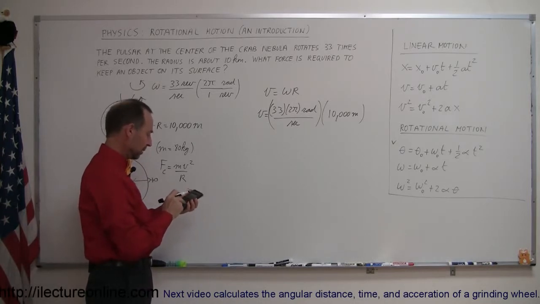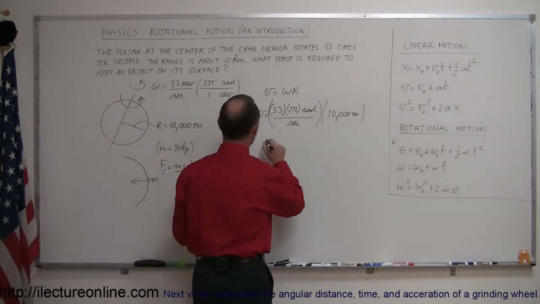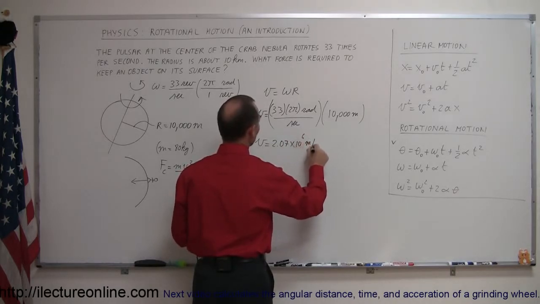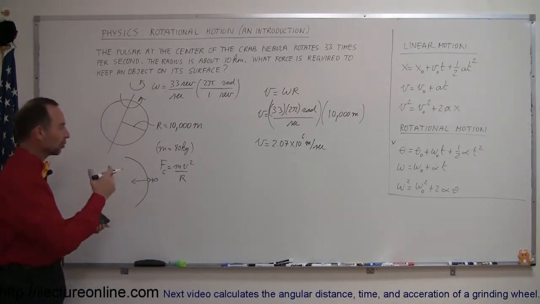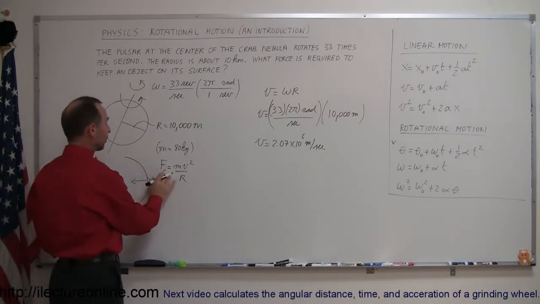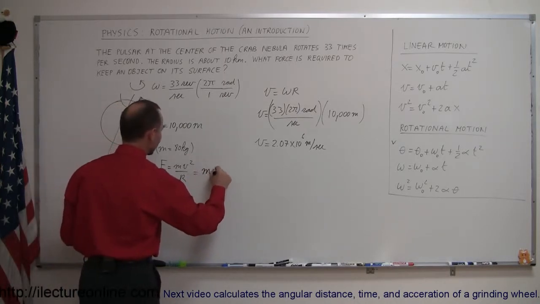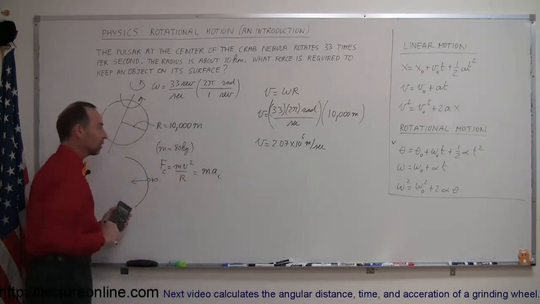So let's go ahead and calculate that. So we have 33 times 2 times pi, and then times 10,000. And it looks like 2.07 million. So velocity is equal to 2.07 times 10 to the 6th meters per second. All right, so now we plug that in here. Remember, this is from rotational motion that we did back in the days that we talked about Newton's second law. The centripetal force is equal to the mass times the radial acceleration, right? So this is m times a centripetal, not squared, but ma. So this comes from Newton's second law in rotational motion.